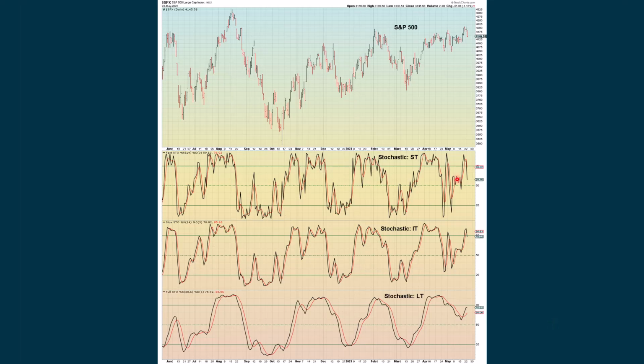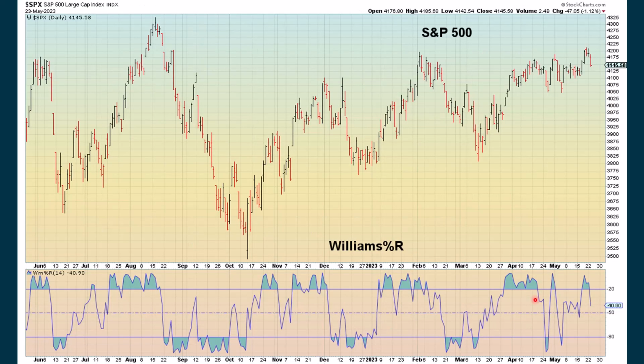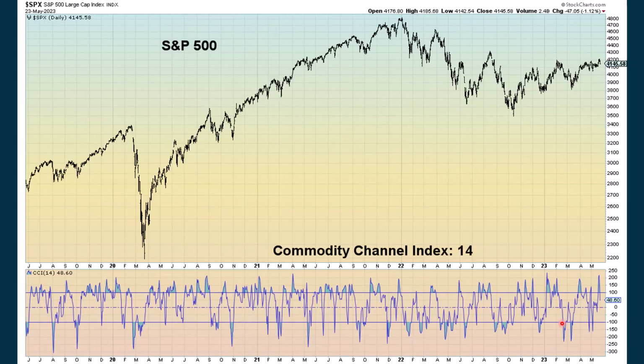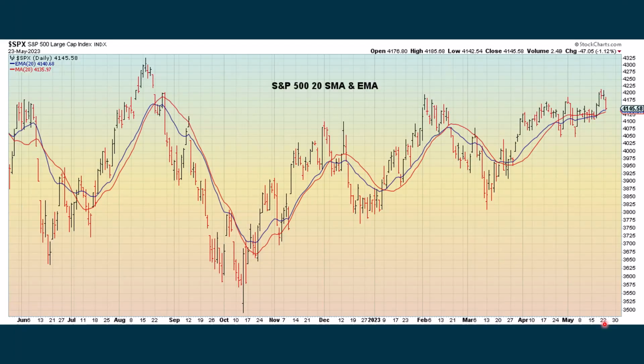Looking at our stochastics, and please remember these are further subdivisions of the short-term time frame. Our short term is no longer extreme. The intermediate term is also coming down after being extreme. The long term is still going up overall, even though it ticked down slightly. The Stoch RSI is no longer extreme positive, nor is the Williams percent R. The CCI 14 has dropped and the CCI 20 has dropped.